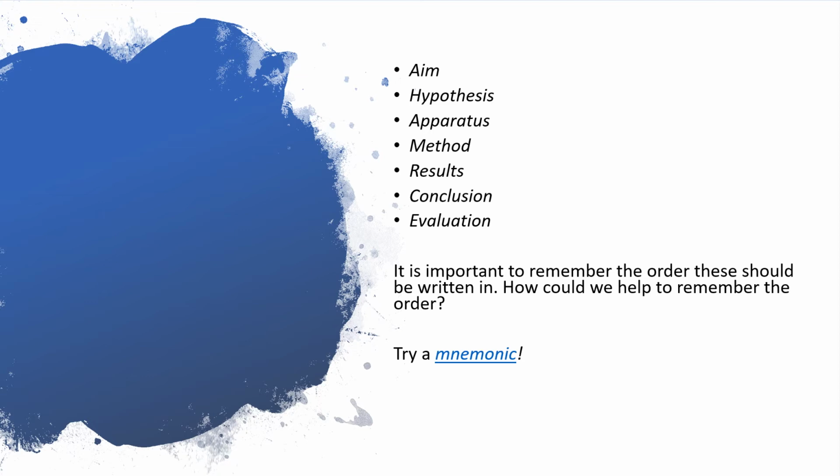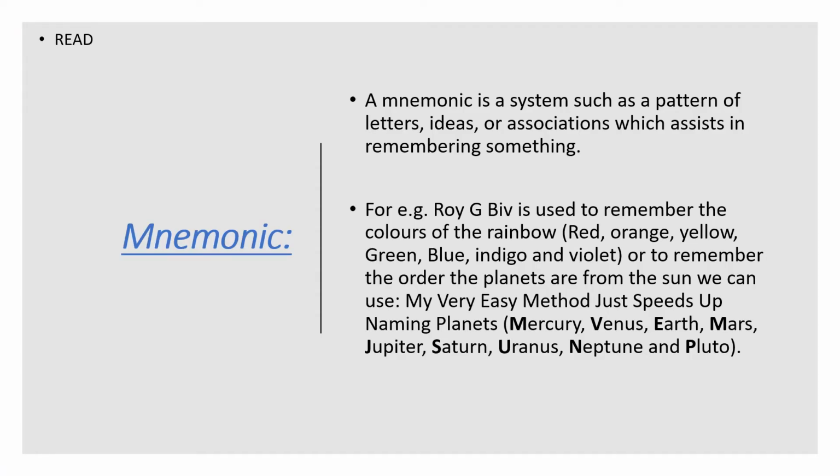And one way that you can remember long lists is by using something called a mnemonic. And you might have come across mnemonics before. One of the ways that you might have come across them is for remembering your colours within the rainbow. So some of you might use Roy G. Biv, which is used to remember your red, orange, yellow, green, blue, indigo and violet. I personally use Richard of York gave battle in vain.